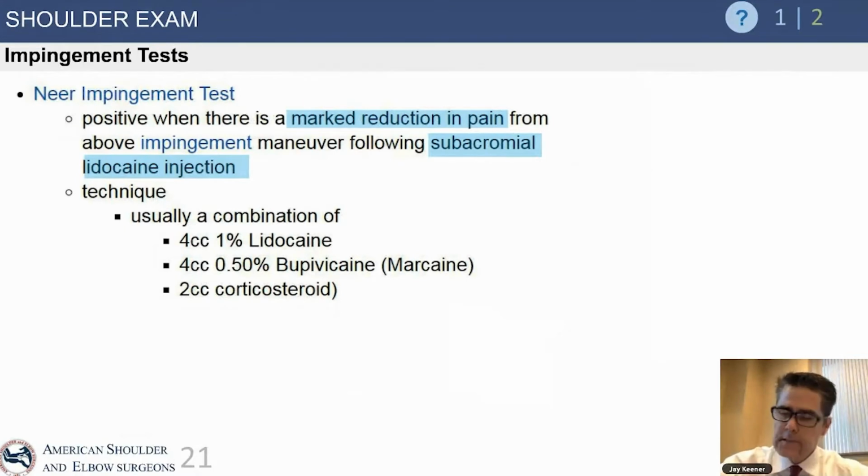The Neer impingement sign is different from the Neer impingement test, and this is basically if you get a positive impingement sign, you can inject the subacromial space with local anesthetic and then re-examine the patient 5 to 10 minutes later. If they have significant reduction of pain, you know the pain is coming from the subacromial bursa.